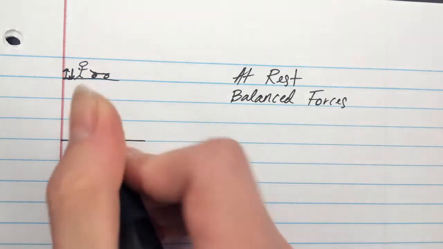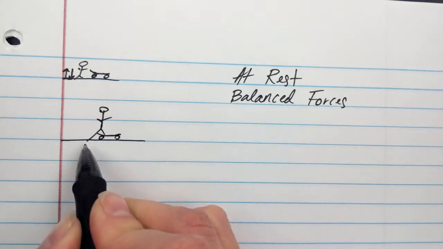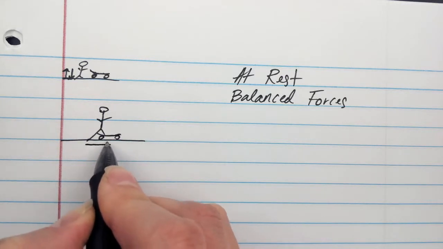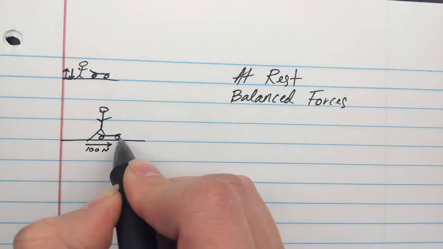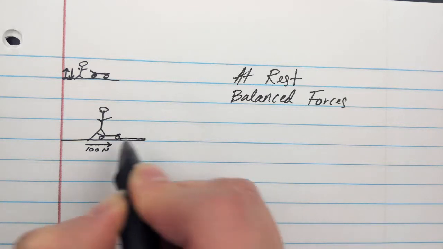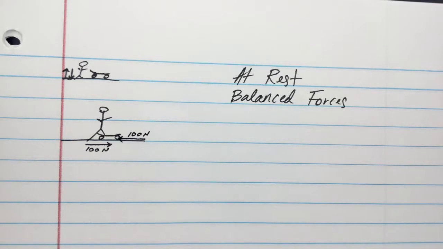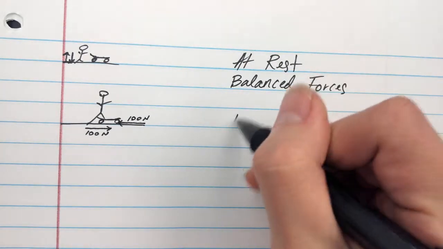So, he is going to push off the ground. His foot's right there, and he's pushing on the ground with 100 newtons of force. Everybody good with that? But over here, there's something stopping him, and it has 100 newtons of force. What is his motion? His motion is at rest.